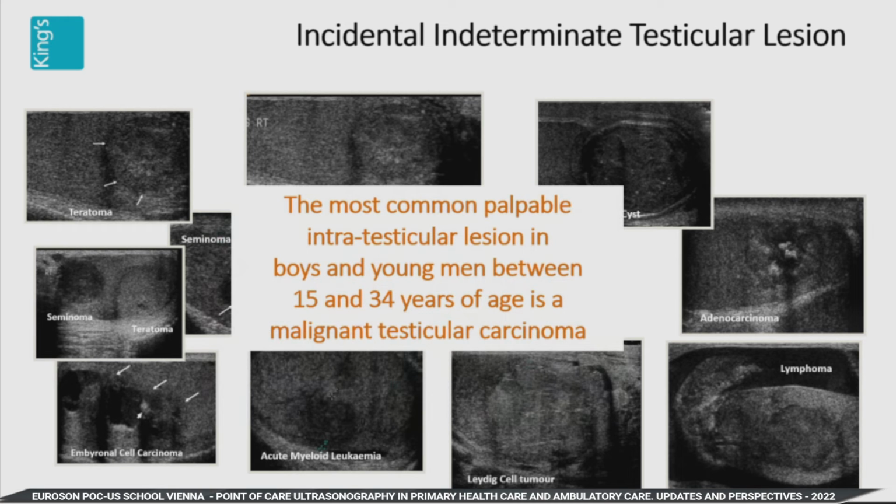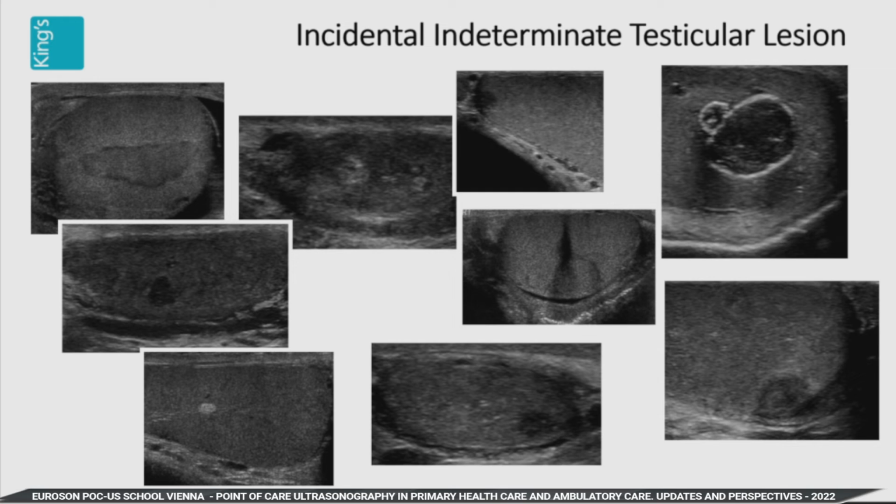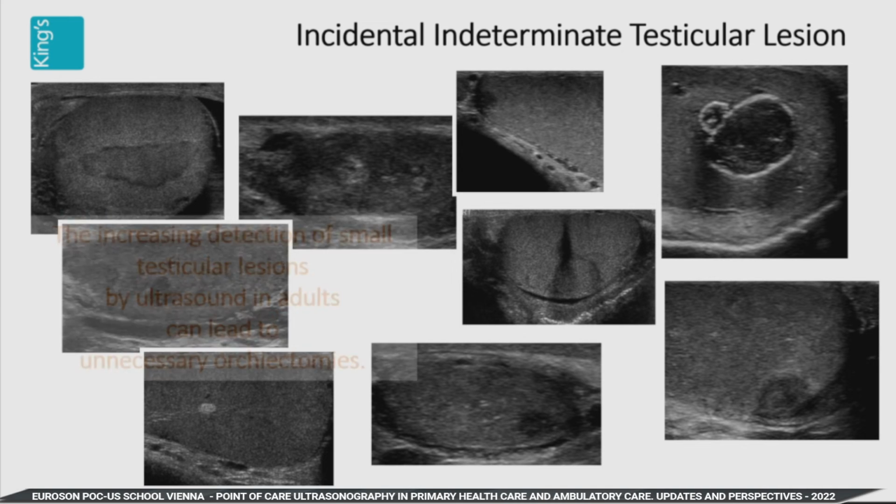And why is this important? Because it affects the young male patient. And the most common palpable intratesticular lesion in young boys and men between 15 and 34 years old is a malignant testicular cancer. The highest incidence of a malignant testicular cancer is in Denmark and Norway, and that's 6 per 100,000. So it's not a common tumor to find. But it is important because you're dealing with a young adult male patient. You're going to affect his prognosis and his ability to have a financially secure future, and also you'll affect fertility by doing an orchidectomy.